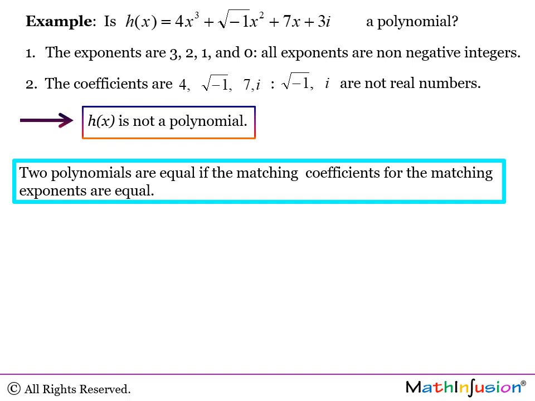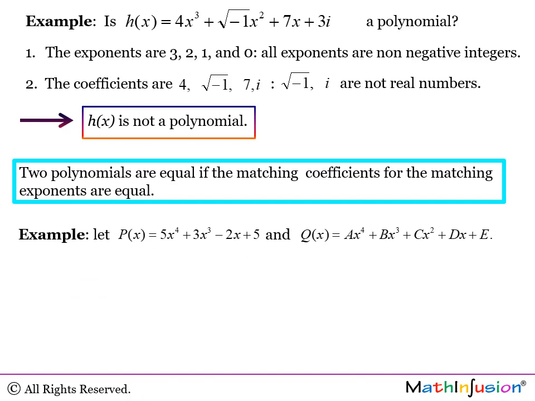Two polynomials are equal if the matching coefficients for the matching exponents are equal. Let's take now two polynomials p(x) and q(x), and let's assume that they are equal. Then, we know that because the matching coefficients for the matching exponents are equal, 5 has to be equal to a, 3 has to be equal to b, negative 2 has to be equal to d, and 5 equals e.